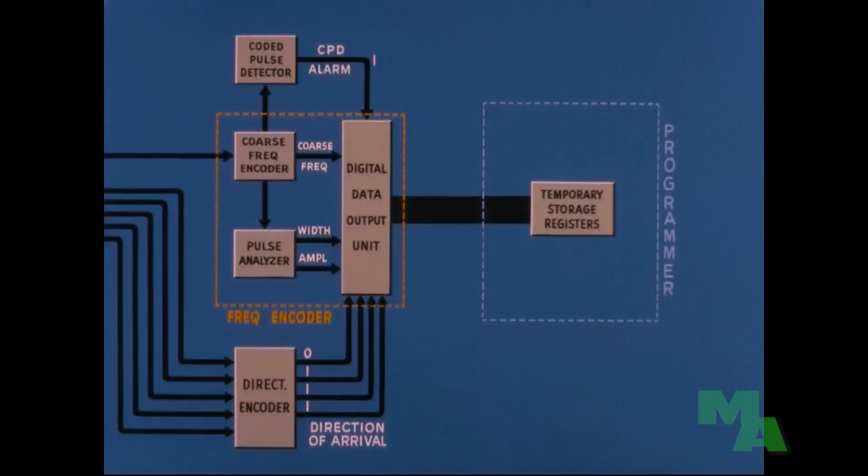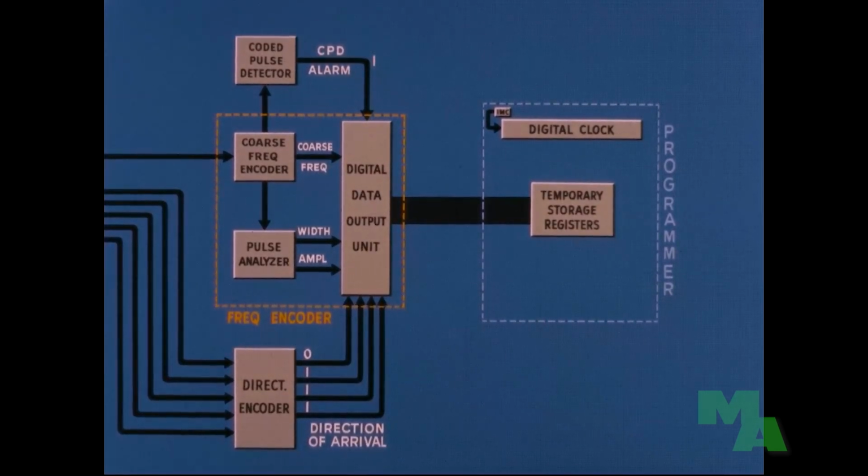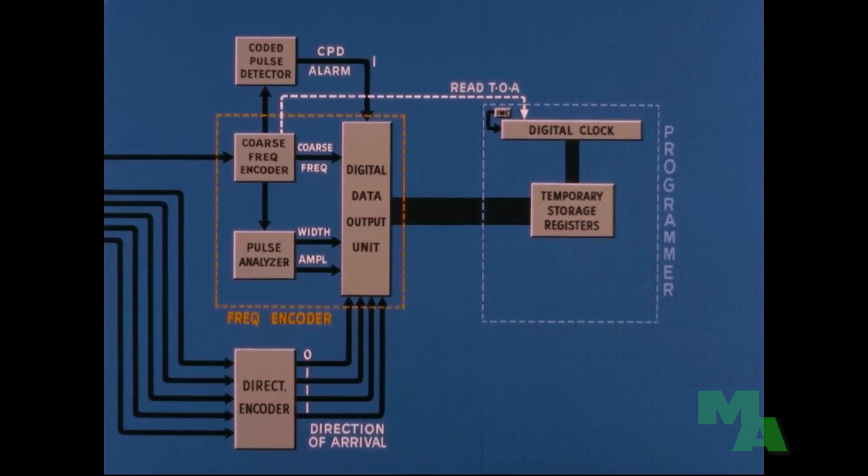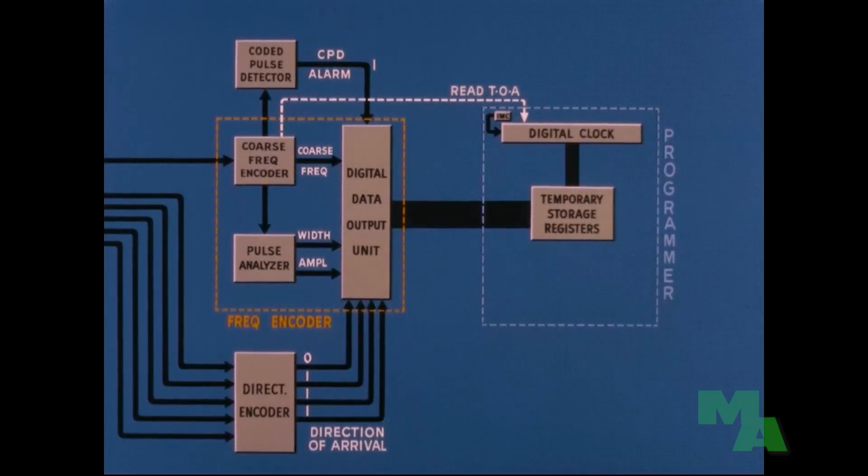The programmer has a digital clock driven by a 1 megacycle oscillator and receives from the coarse frequency encoder an instruction signal to read time of arrival. It adds this information as 10 bits from the clock to the nearly complete ECM word in the temporary storage registers. Then the complete ECM word goes to the write gates.